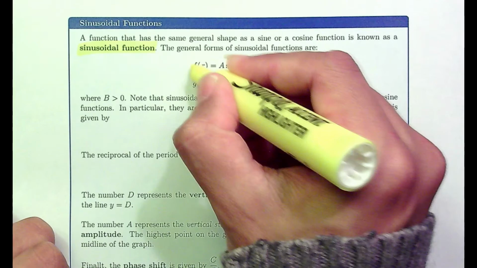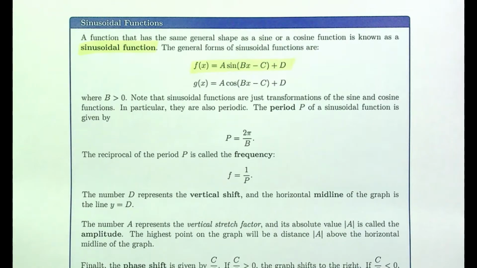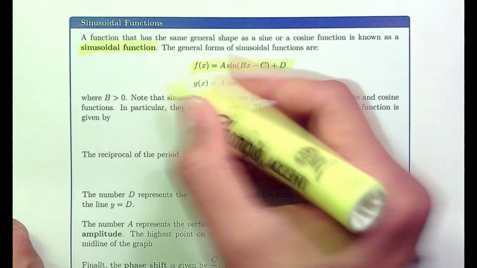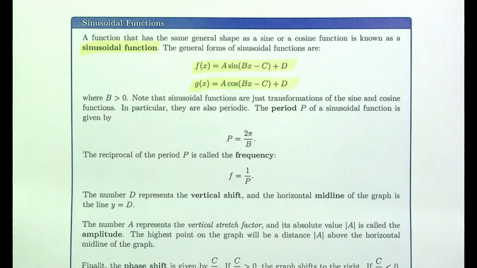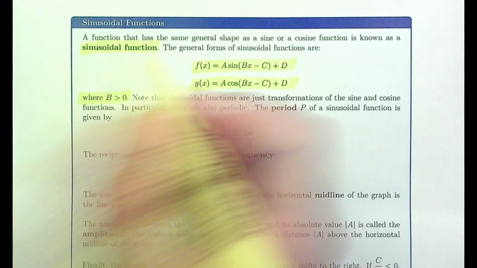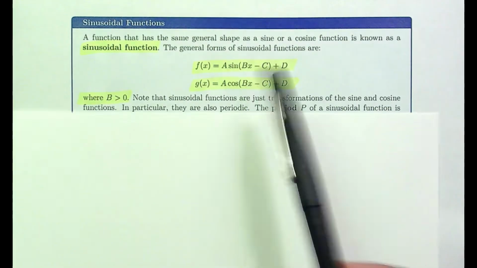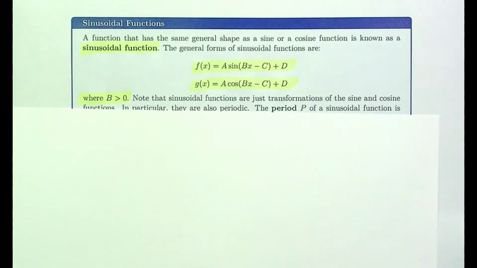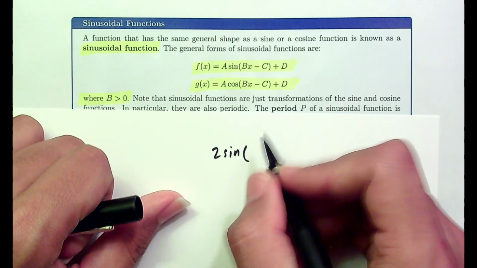And the two general forms are f of x equals a sine of bx minus c plus d if it is a sine wave, or g of x equals a cosine of bx minus c plus d if it is a cosine wave, where we assume that b is positive, okay? B is positive. If b was not positive, if the coefficient of the x is not positive, then you can deal with it using the properties of sine of odd and even.